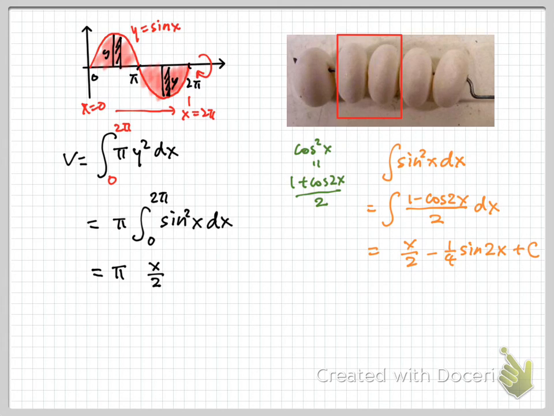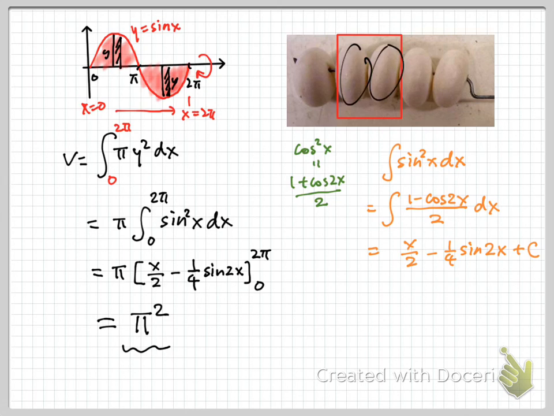So anyways, we have half x minus 1/4 sine 2x, from 0 to 2 pi. Whether x is 2 pi or x is 0, this sine term will be 0. So that leaves only the first one, and the answer of this will be pi squared. The answer is pi squared for two of these candies stacked up together, two of these M&M or Mentos candies stacked up together. The volume will be pi squared.